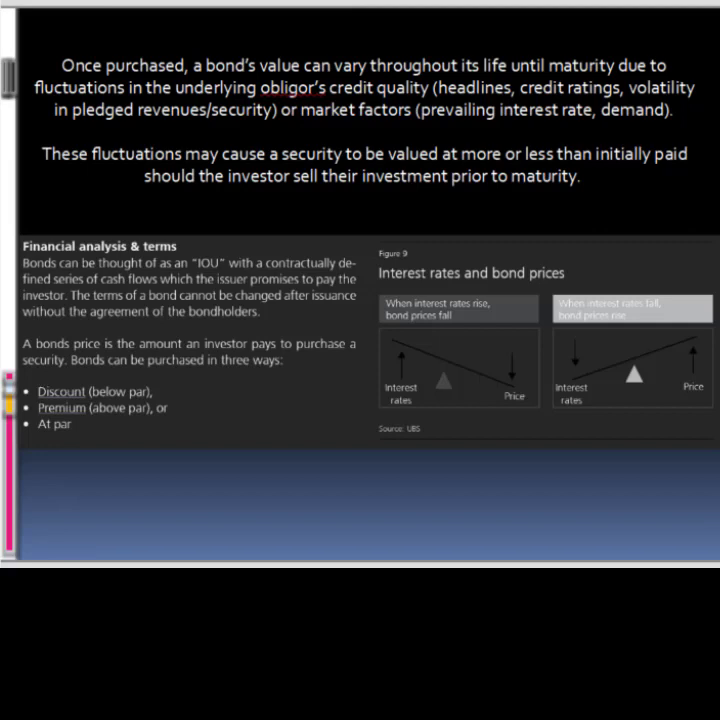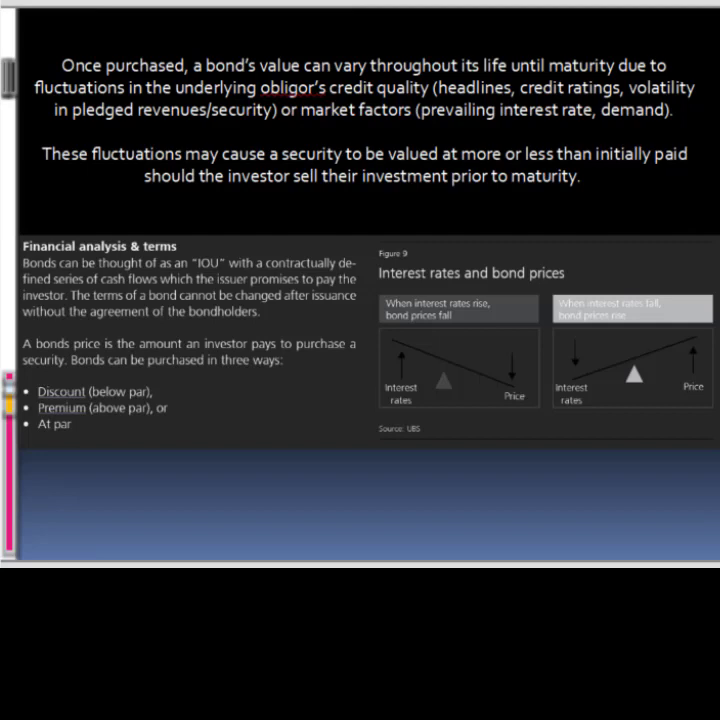These fluctuations may cause a security to be valued at more or less than initially paid should the investor sell their investment prior to maturity. Again, because bonds are quoted every day on the markets, if the likelihood of bankruptcy increases during the maturity or before the maturity of the bond, this has an impact on the price of the bond.